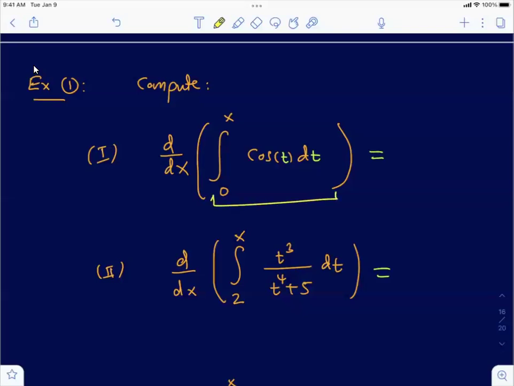You can find the answer for this parenthesis. Inside the parenthesis, it's simply integrate cosine. You know the integral of cosine is just sine, right? And then when you plug in values, you will end up getting sine x minus sine 0. That will turn out to be just sine x, because sine 0 is 0. And when you differentiate, you will get just cosine x. That works. So the answer is cosine x.